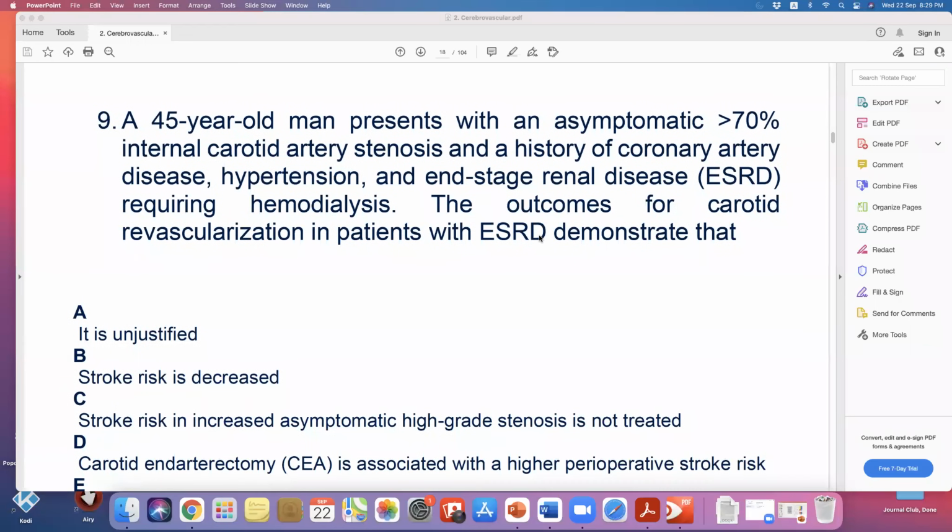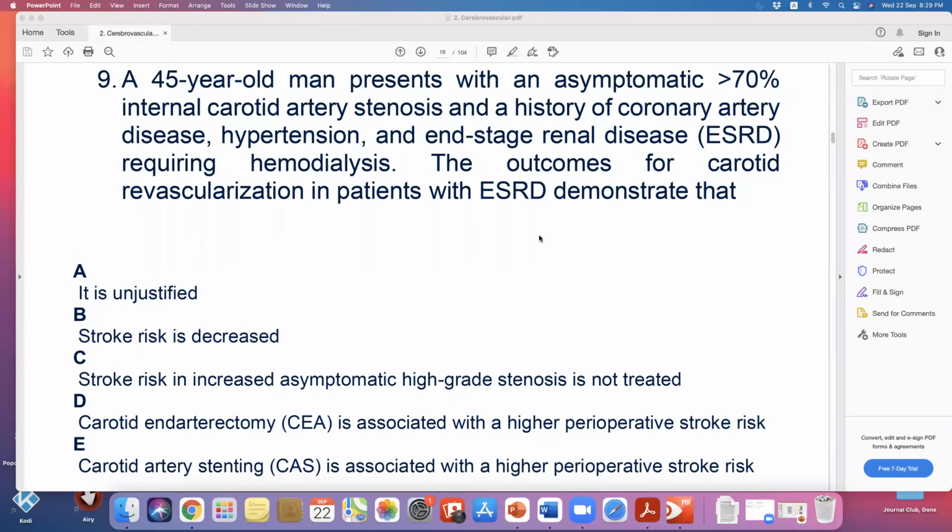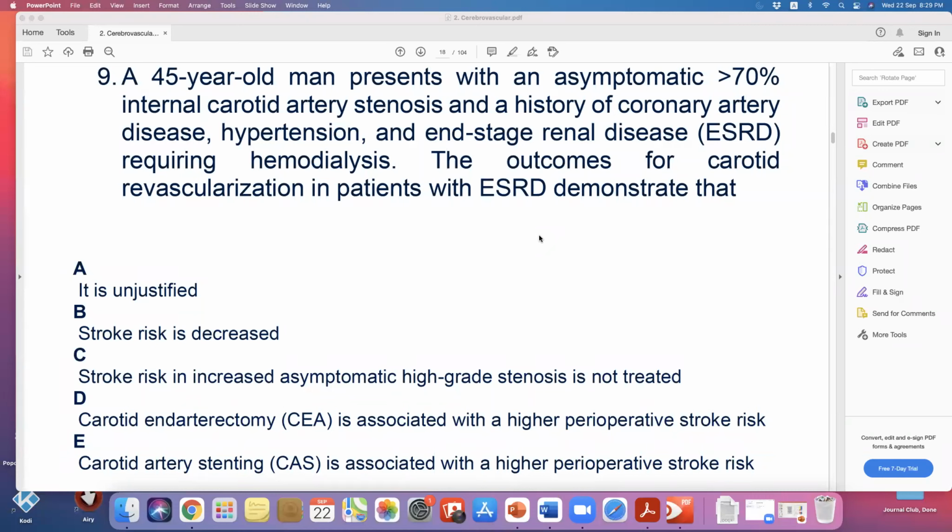A 45-year-old man presents with an asymptomatic more than 70% internal carotid artery stenosis and history of coronary artery disease, hypertension, end-stage disease requiring hemodialysis. The outcome for carotid revascularization in patients with end-stage renal disease demonstrate that.